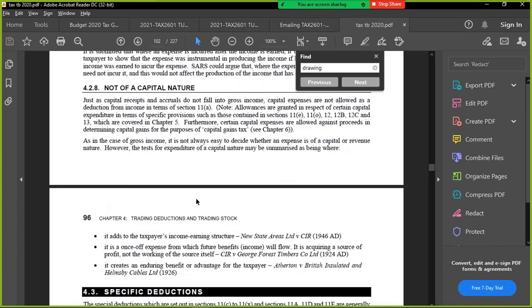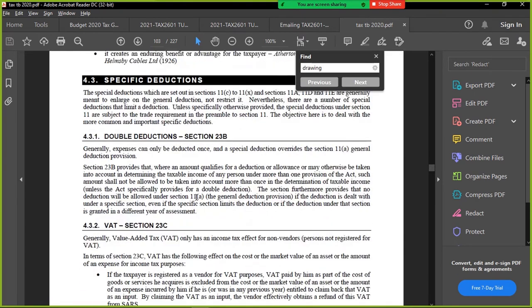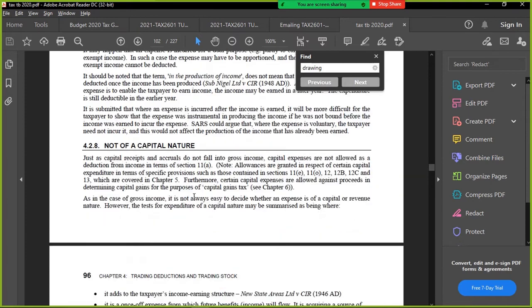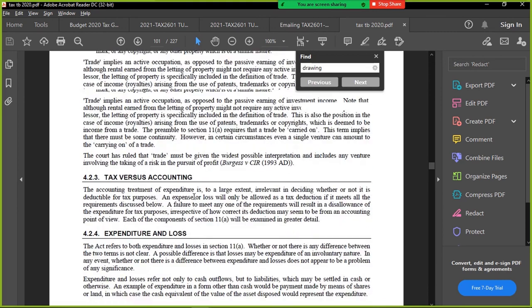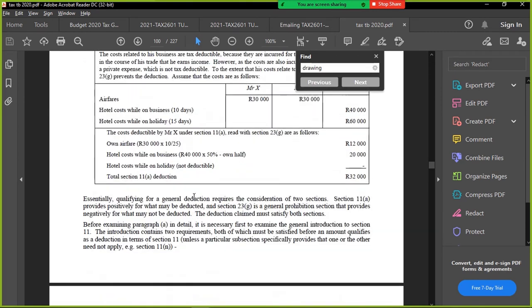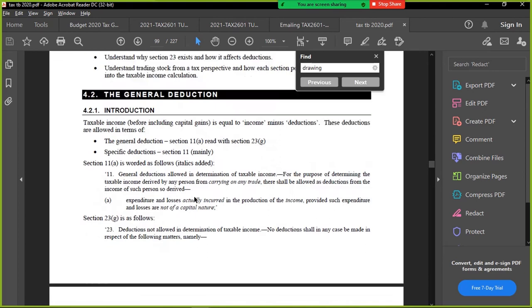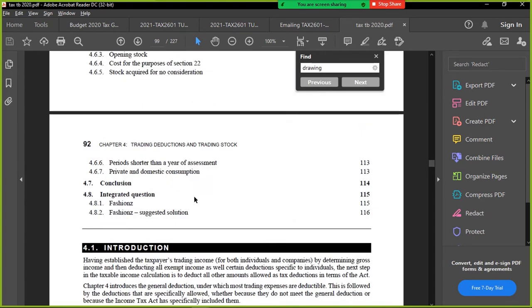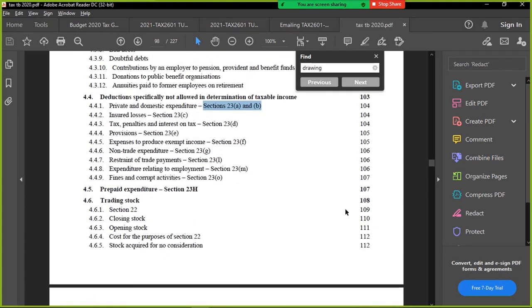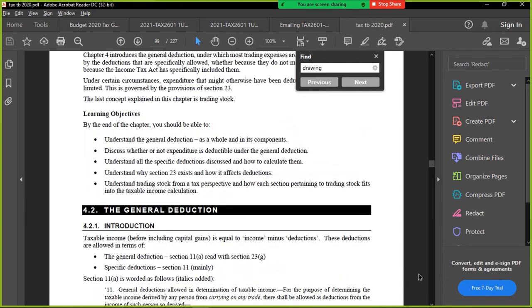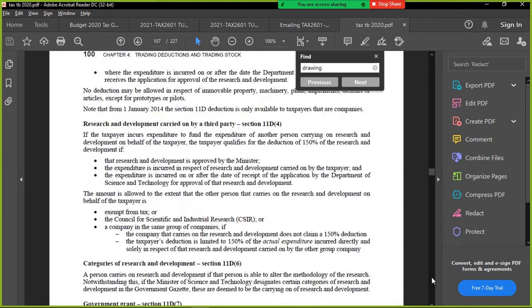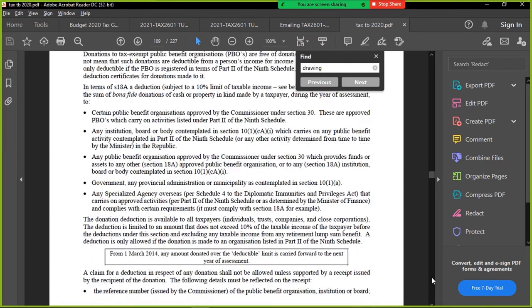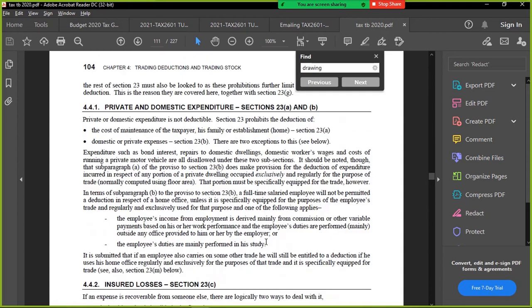So let me show you that actually. Here, where is it? Where's 23A now? I think I might have gone past it. No, that was right. What page is that on? Page 104. What page is this? 92. Okay, that's much further on, no wonder. Okay. 104, 102, 103, 104. Here. Okay, there we go.